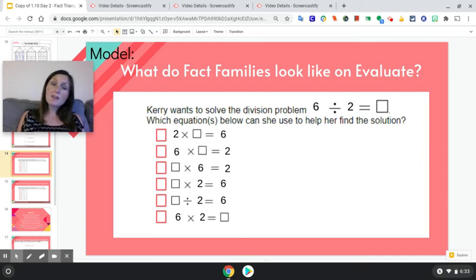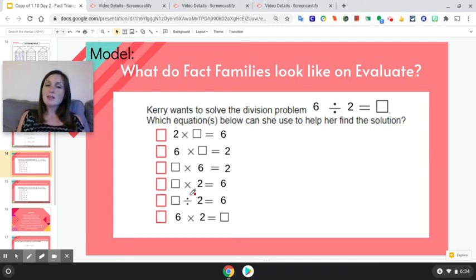All right, so this is the other type of fact family question on Evaluate that we're going to look at. This one is very similar, but if you notice, these problems over here have a box next to them. That's important because the other model we did had circles here and not as many. Today it says Carrie wants to solve the division problem 6 divided by 2 equals what? Which equation, or if it says equations, which means it could be more than one answer, from below can she use to help her find the solution.